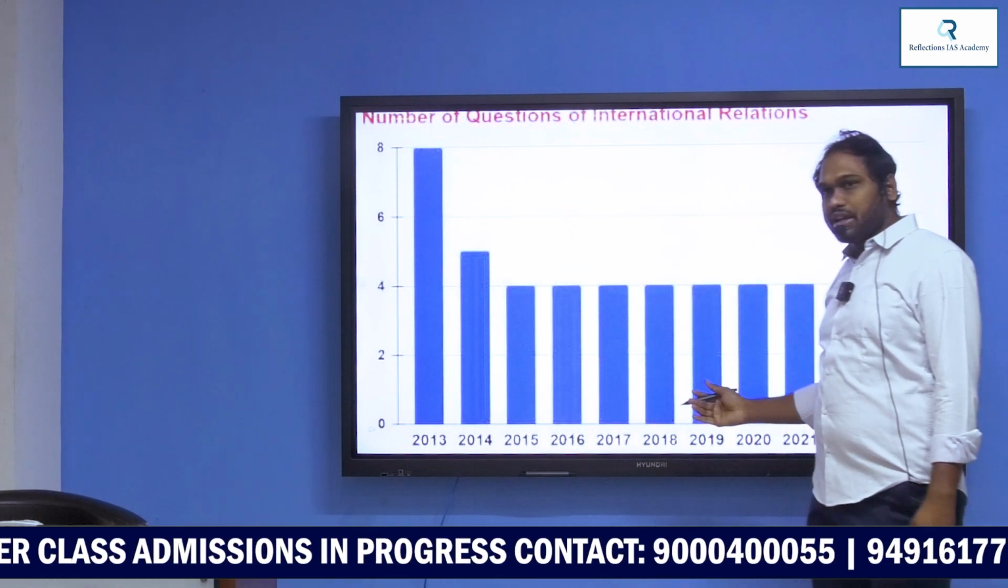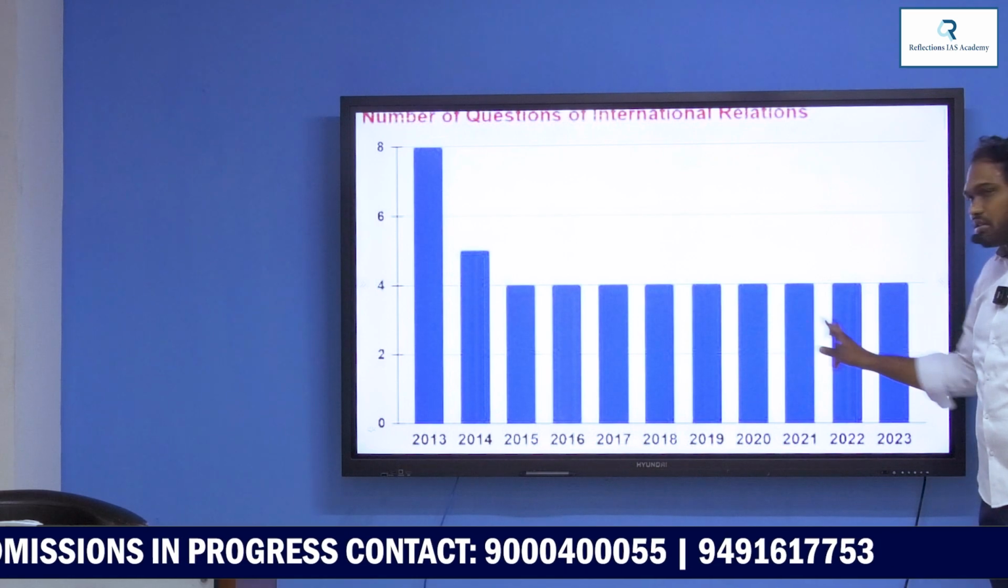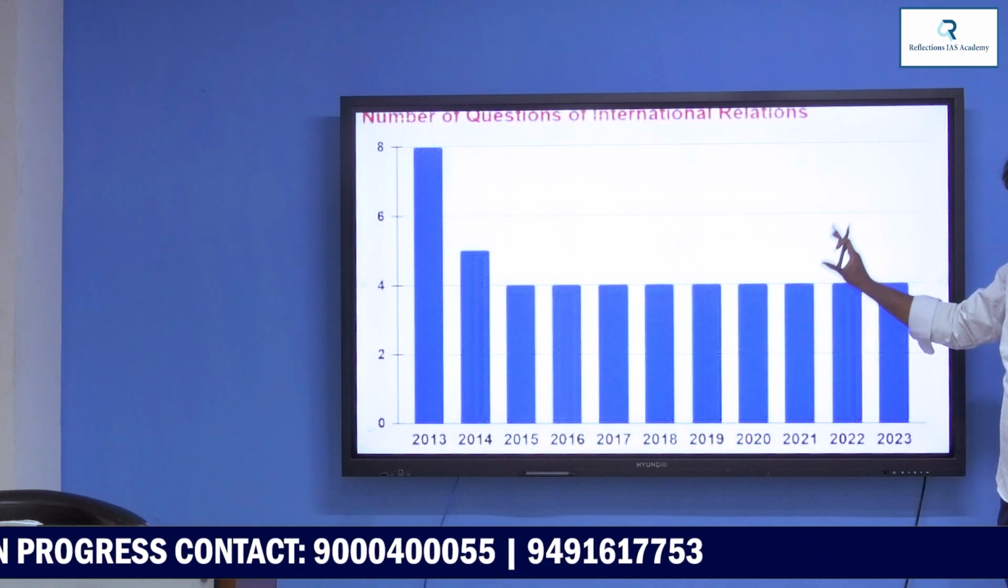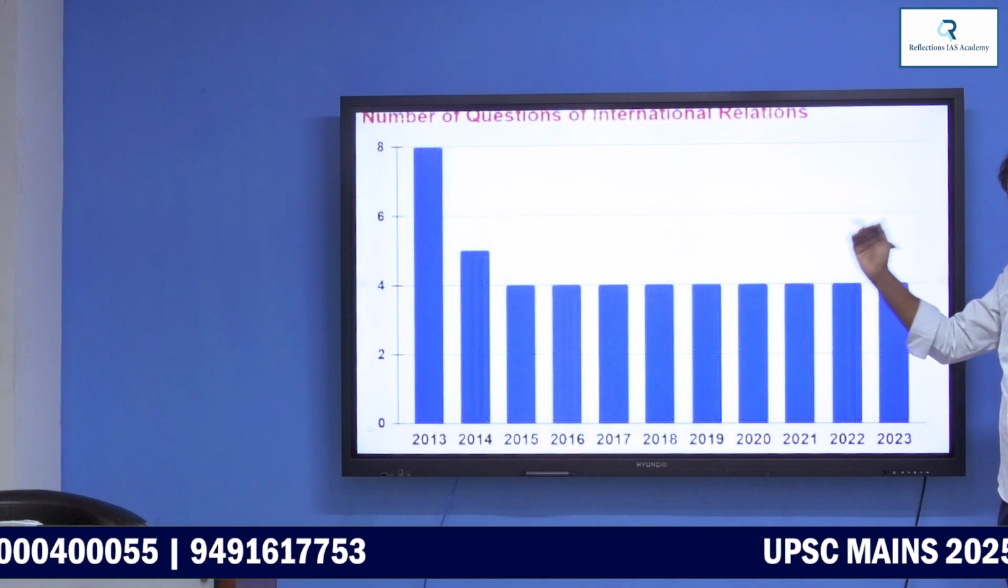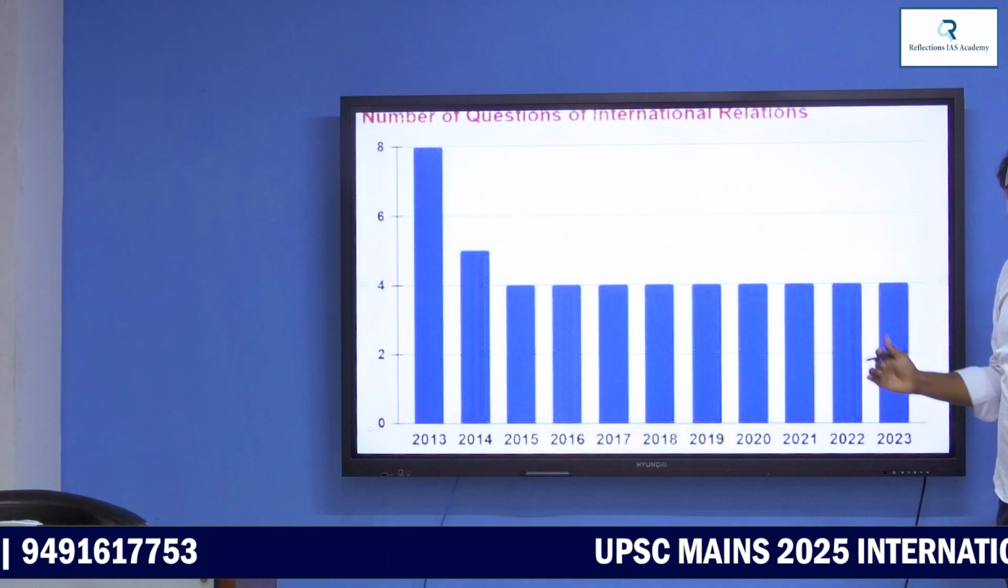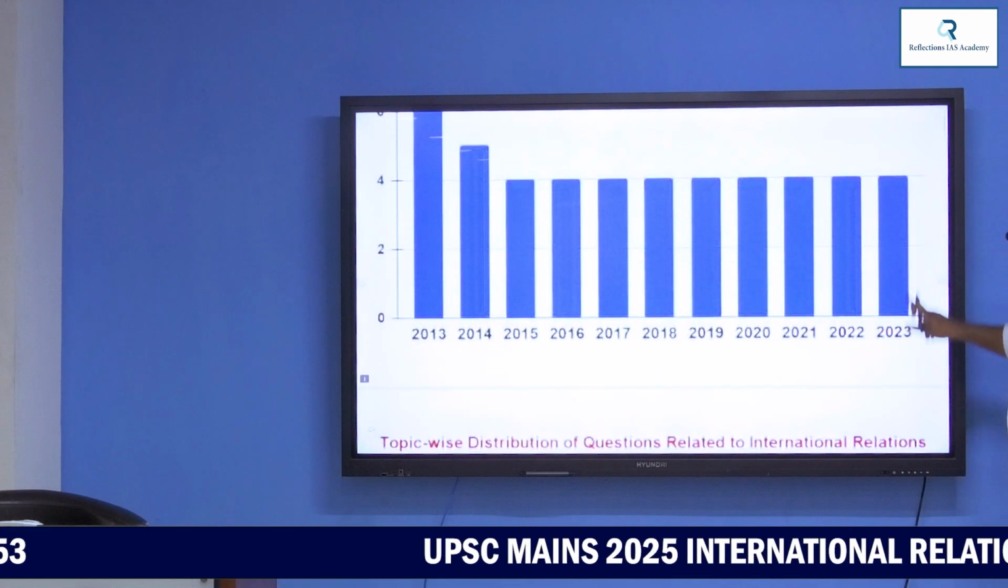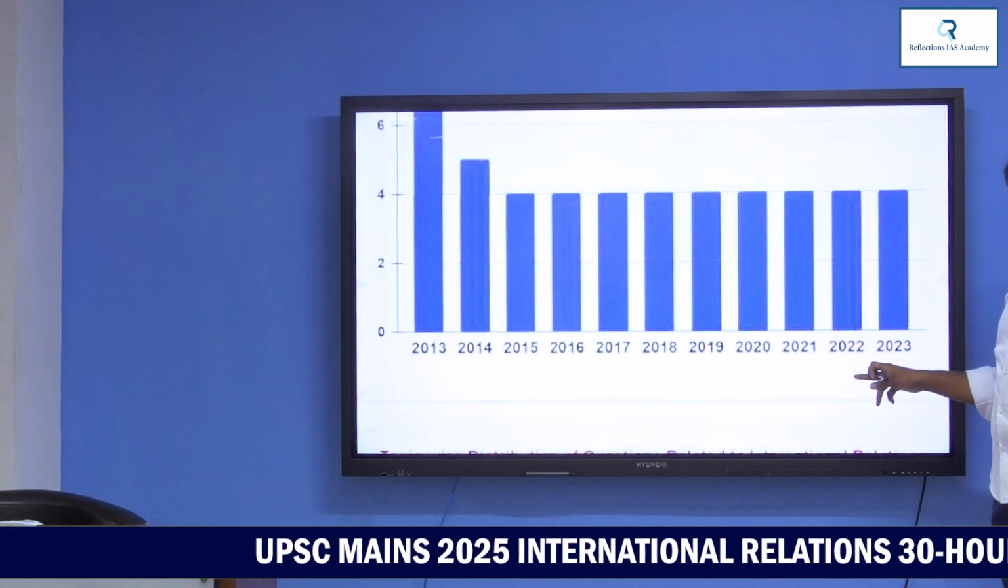After 2015, the syllabus changed. You can observe, the examiner is dedicating the same number of questions every year. It would be 4 questions, 15 and 15, 10 and 10. It means 50 marks you will be getting. Questions from 2023-24 also, same thing repeated.